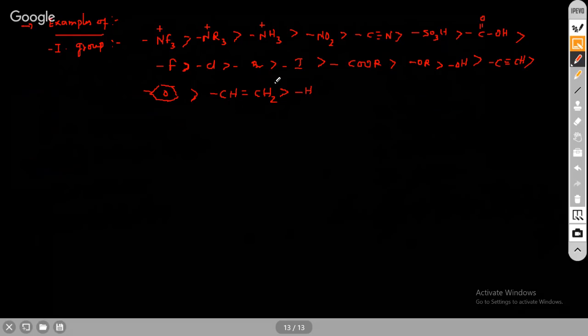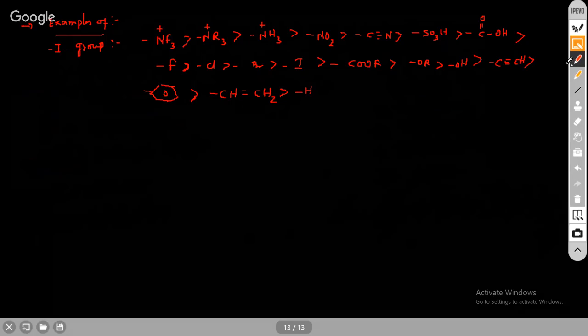Actually, we also take the reference of carbon and hydrogen, right? All those groups which have more tendency to withdraw electron than the carbon and hydrogen bond are said to be minus I. All those groups which have more tendency to release electron than the carbon and hydrogen bond are said to be plus I. Okay. See, this is the order that is given in any other book, actually. But if you can memorize this, it is fine.